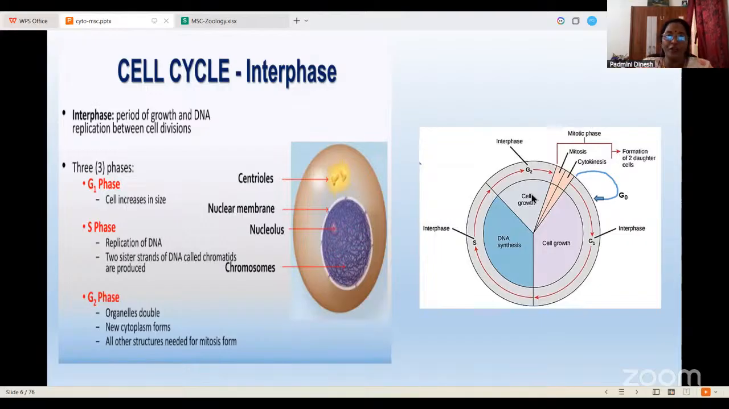Say, for example, if you're going out for some shopping, first you will keep all your bags, your wallet, everything, money and all. So before locking the door, you will again recheck whether you have taken all those materials that are required for shopping. In the same way, in the G2 phase, the checkpoint is the one that checks if all the cell organelles and all the DNA have been duplicated perfectly or not.